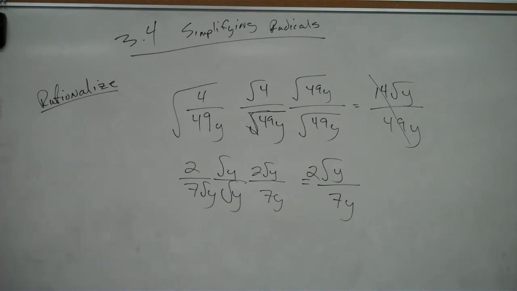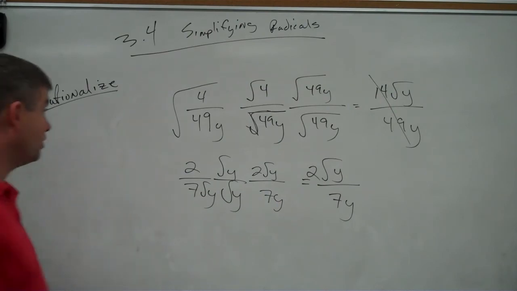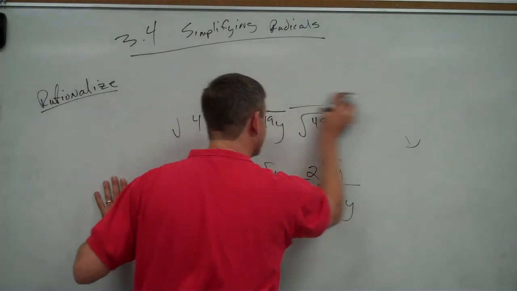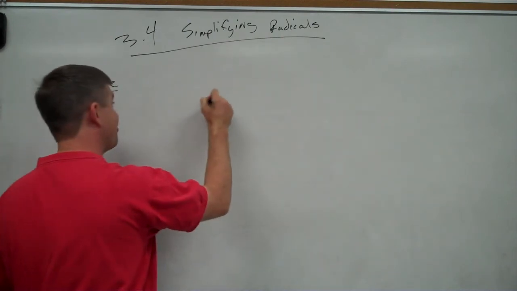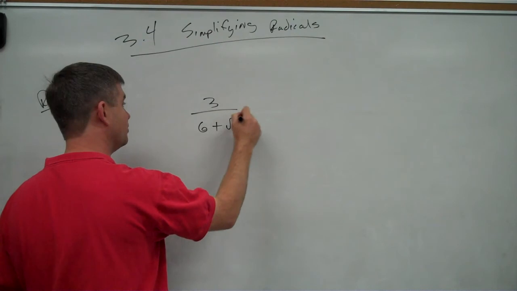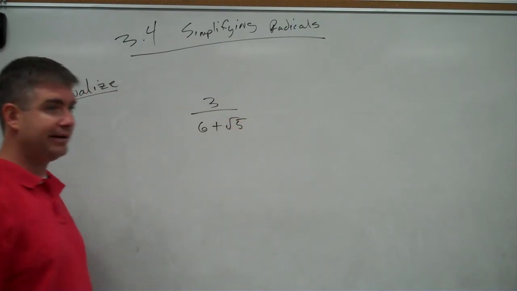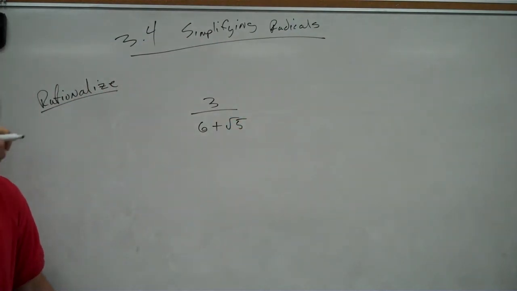Any questions on rationalizing the denominator? No. All right, I'm going to do one more type, and I'm not going to spend any time on it. I'm going to show you why. 3 over 6 plus root 5. Why am I not going to spend any time on this problem? It's numerical. It's all numerical, which means what? You can do it on your calculator. You can do it now.